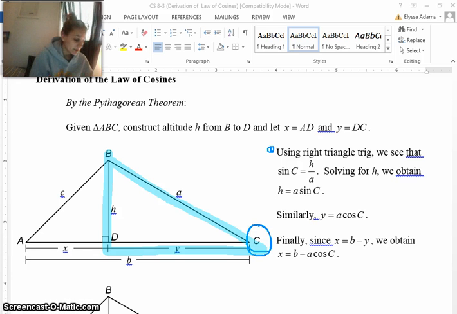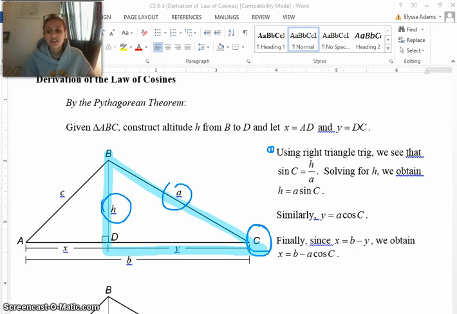Sine is opposite over hypotenuse. So here's my opposite, here's my hypotenuse. So yeah, it is h over a, I'm sorry. And if we solve for h, or get h by itself, you multiply both sides by a, and we get that h is equal to a times the sine of c. All right, so I'm going to write that in.